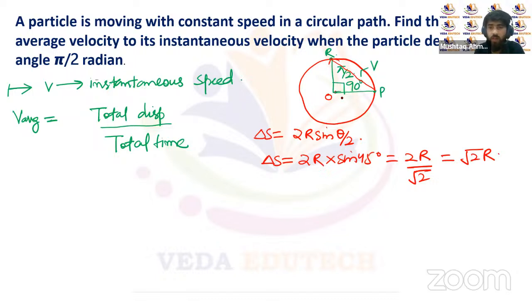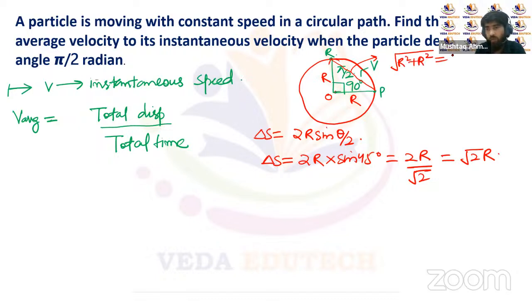This is one way of doing it. Another way is that for the 90-degree angle, if this is the radius r and this is the radius r, then this hypotenuse will be under root of r square plus r square.